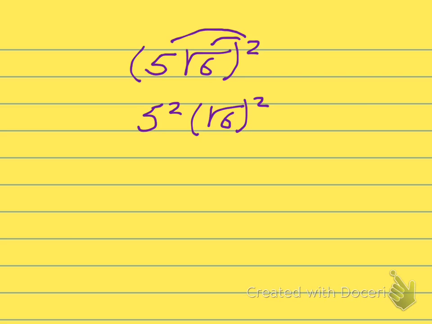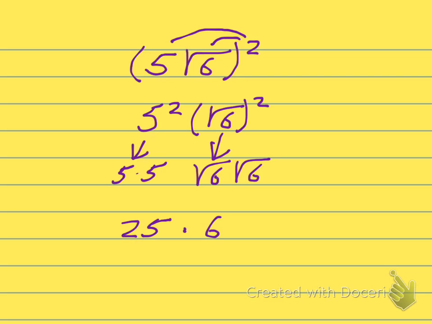Now we know that 5 squared actually means 5 times 5, which is 25. And we know also that the square root of 6 squared means the square root of 6 times the square root of 6, which we've learned is just the number 6. So when you square a square root, the radical goes away. I'm left with 25 times 6, which is 150.